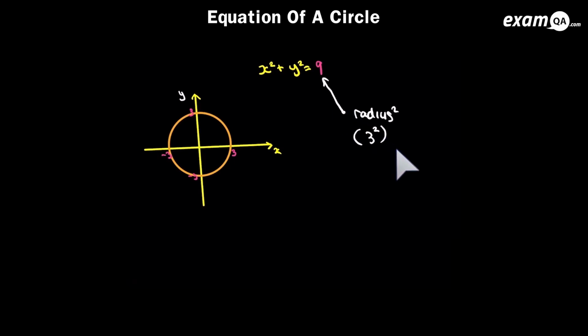Another thing you should have noticed is that this circle has the center at the origin, (0, 0). Whenever you have x squared plus y squared, that's going to be the case. It's going to have a center (0, 0). In GCSE, that was fine. But in A level, we're going to have to look at circles with different centers, not just the origin.